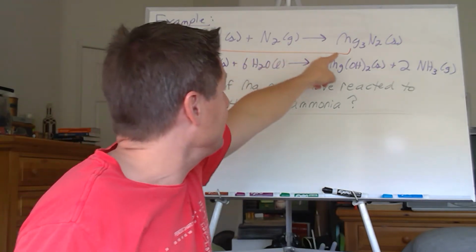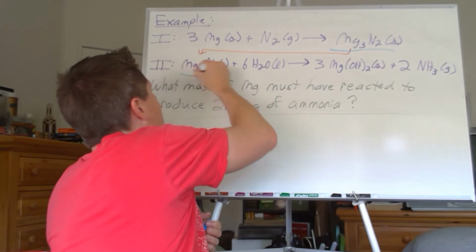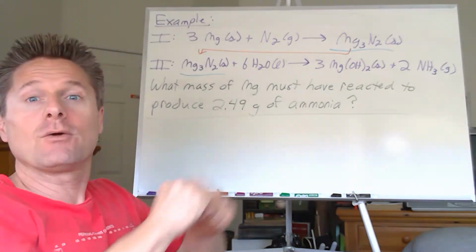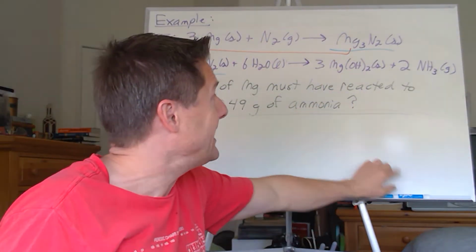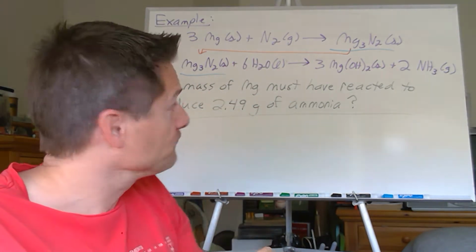So that magnesium nitride is called an intermediate species. It comes in equation 1 and goes in equation 2. So we can connect these two equations using magnesium nitride.